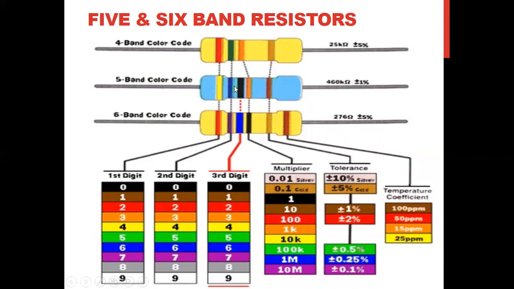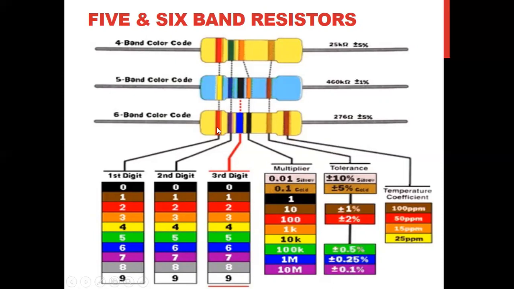5 band: the first 3 are the values of the resistance. This one is the multiplier. So yellow is 4, blue is 6. We can see, so 46. Black is 0. So 460. Next is orange. Orange is 3. So 10 to the power 3 means kilo ohm. And this one is brown. Brown means plus minus 1%.